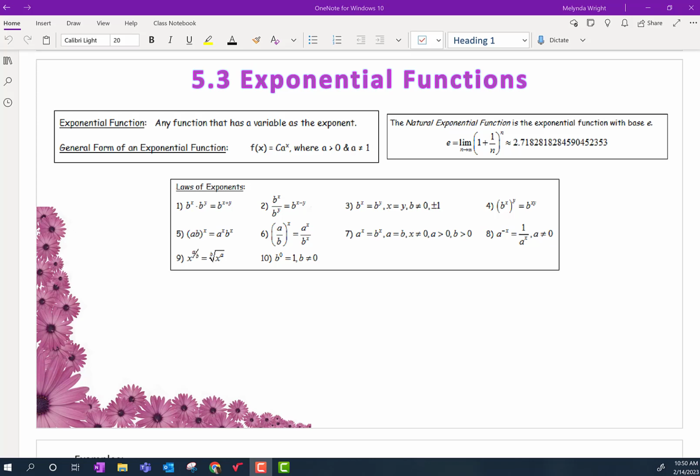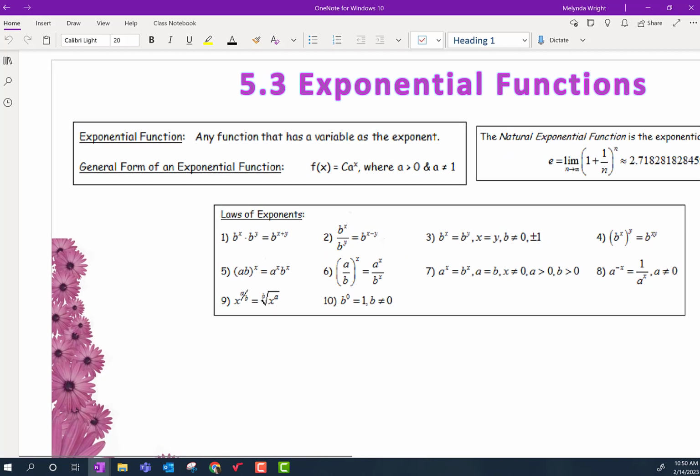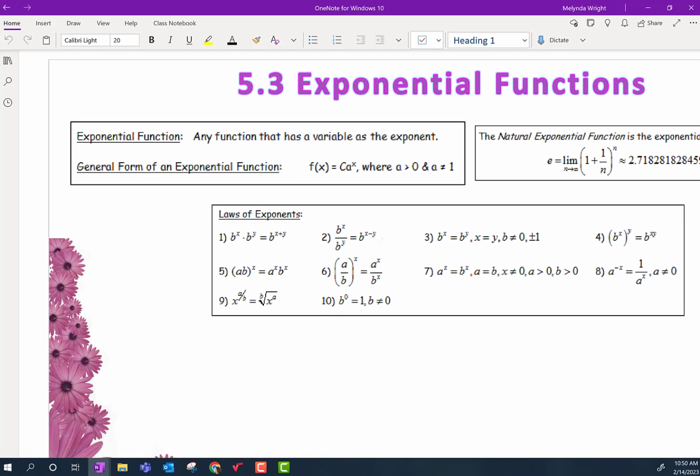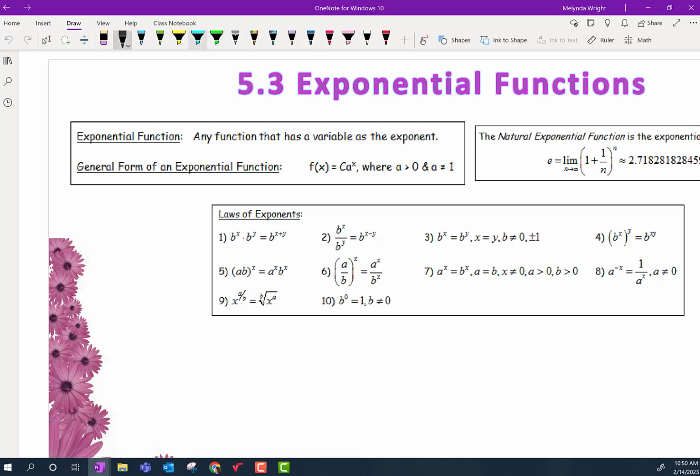All right, let's take a look at our first lesson for today. So we're going to look at exponential functions. First of all, let's remind ourselves, what is an exponential function? These are functions where the variable is the exponent. That's what an exponential function is.